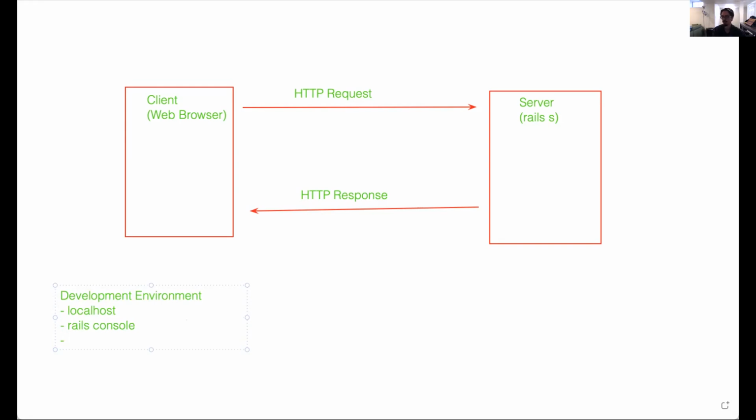So the convention is your app name _development. That is the name of your dev database. We mentioned it very early on, but you do have two different databases on your computer. You have your development database and you have your test database. So the development database goes with the development environment, localhost, the Rails console. Those are all part of your development environment.